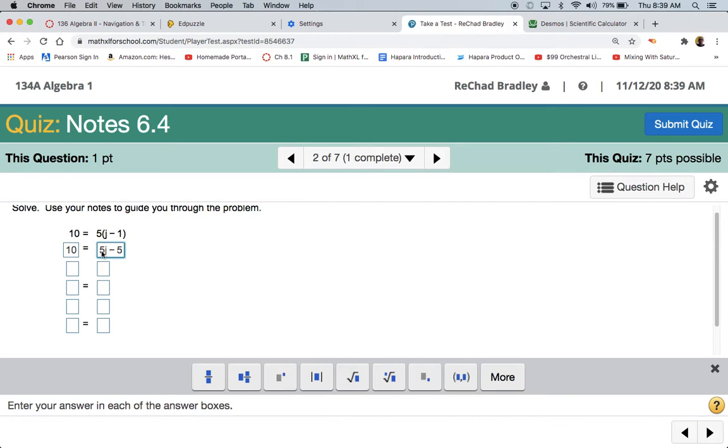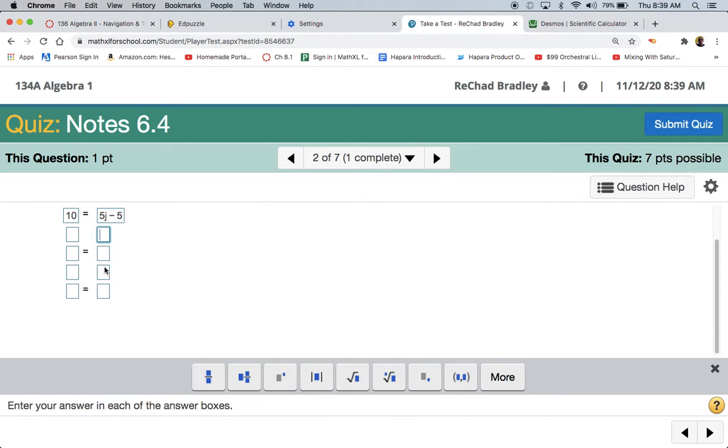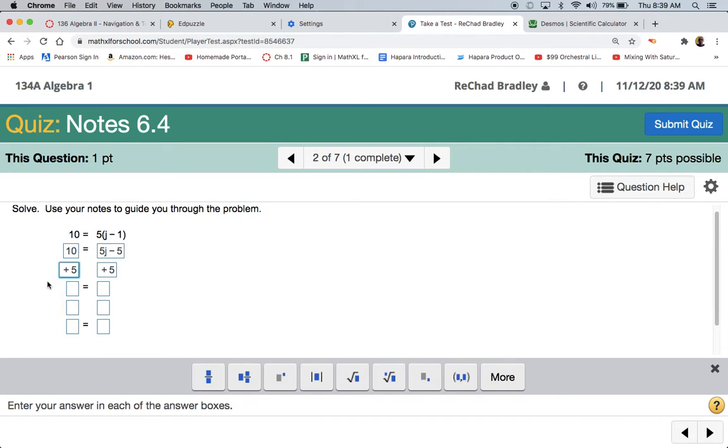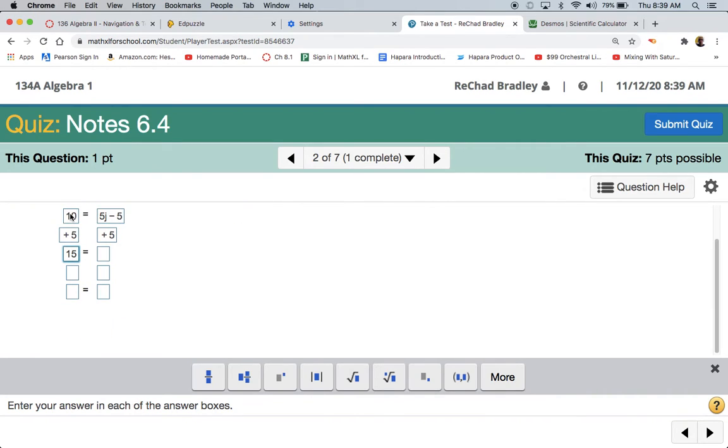to miss that. But anyway, now that we've got that, we've got two 5s to move, and the 5 we want to move is not the one that's been multiplied, but the one that's been subtracted, and the way we move that is by adding 5 to both sides, giving us 15 on this side because 10 plus 5 is 15. That goes away, giving us 5j on this side.